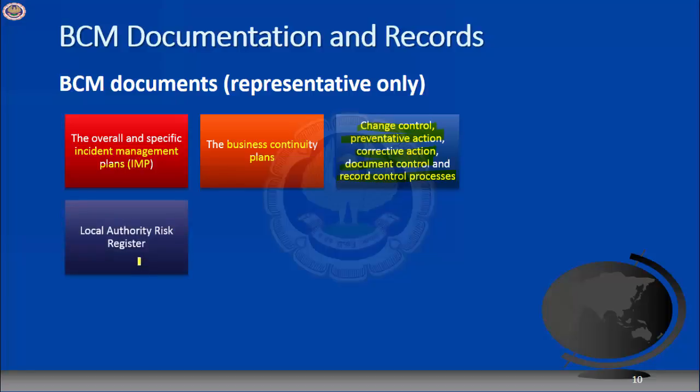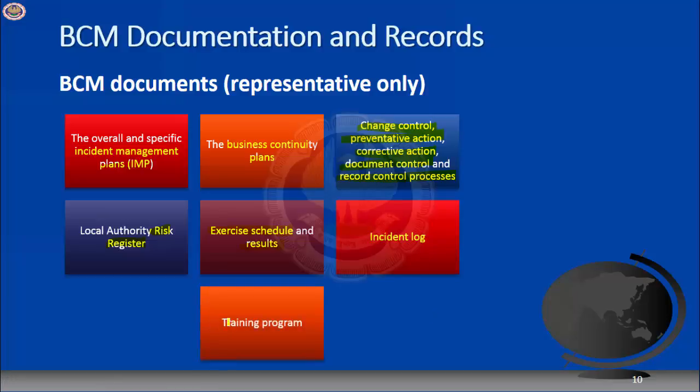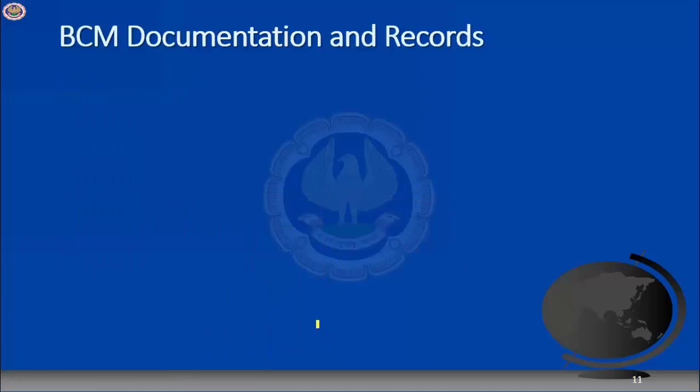You also need to look at the different types of risks which are documented in the risk register pertaining to the local authorities and the local situations. You also have documentation pertaining to the schedule of the tests which are done, the different types of exercises and the results of these tests. And you also have the incident log of the different types of incidents which have occurred, which are documented in the incident register. And what are the different types of training which are conducted in the organization to train employees about the importance of BCP.